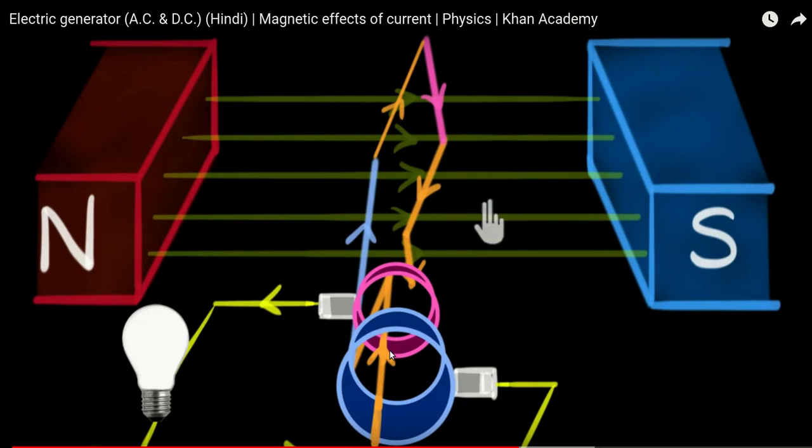So assume that in one particular direction the bulb glows yellow, and in the other direction the bulb glows blue. Like, let's see.